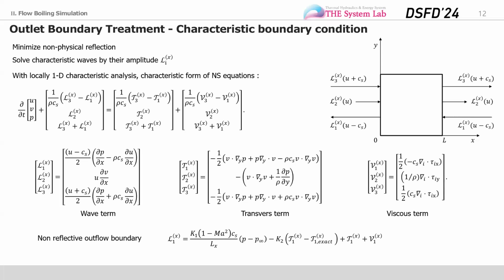I use the regularized boundary condition for the boundary treatment, and I define the macroscopic density and velocity with this characteristic boundary condition, and I define the unknown distribution with the regularized boundary condition.